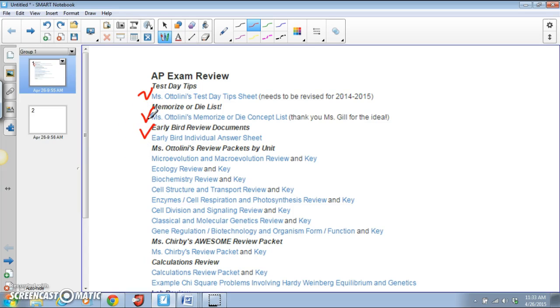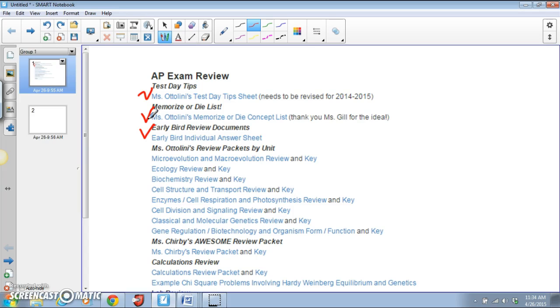There are paper copies of all the early bird assignments at the back of the classroom in the crate marked AP Exam Review Materials. It's a red crate and it has assignments in numbered folders.